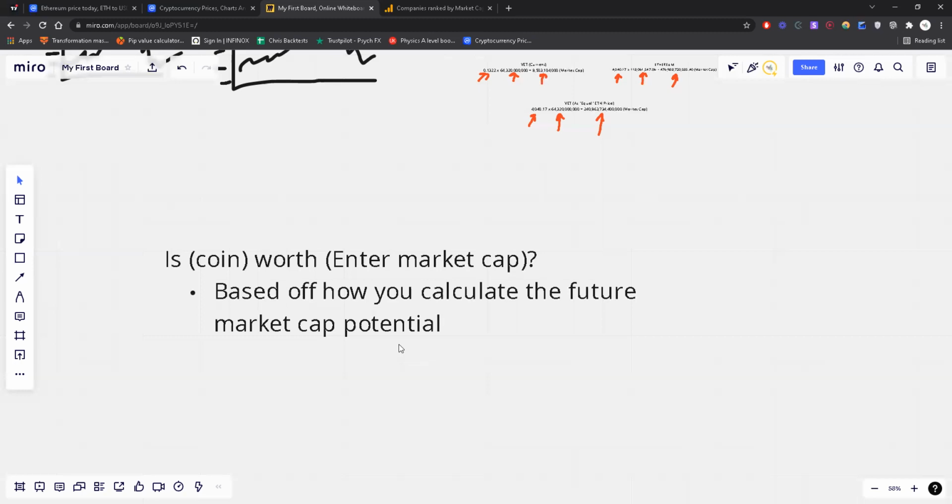But I hope that this has given you a clear insight into determining the value of a crypto instead of just looking at the price being like, oh, that looks pretty cheap.